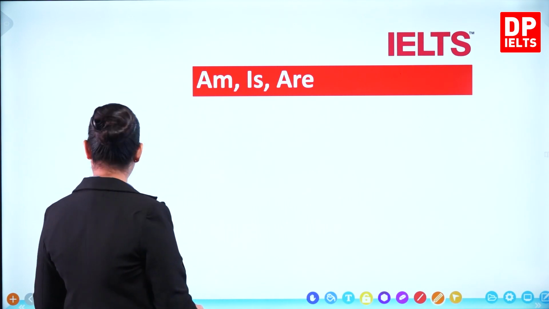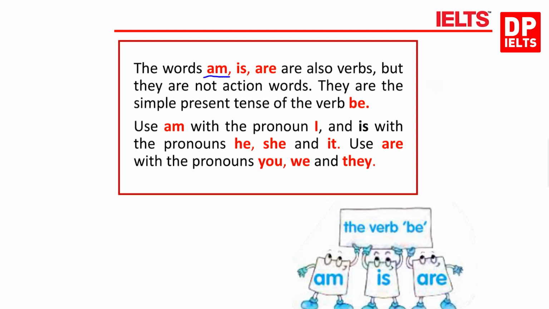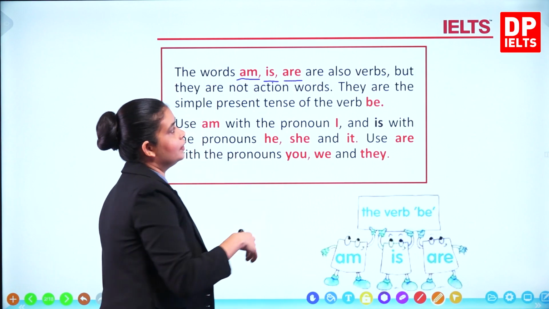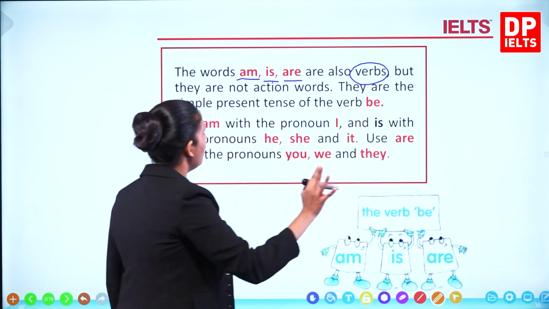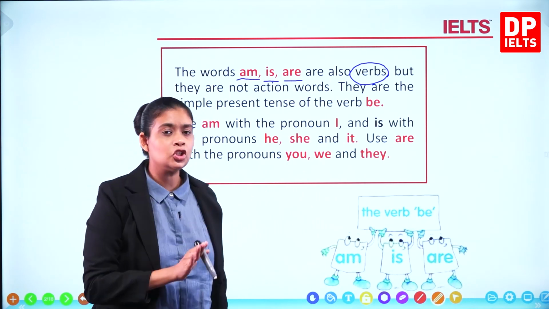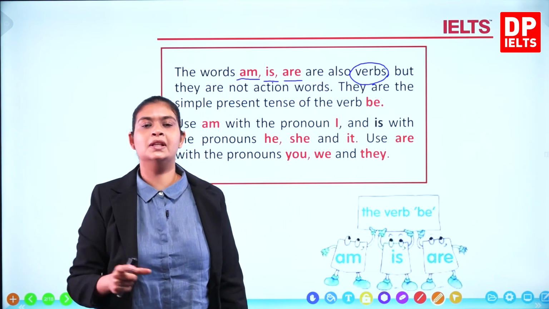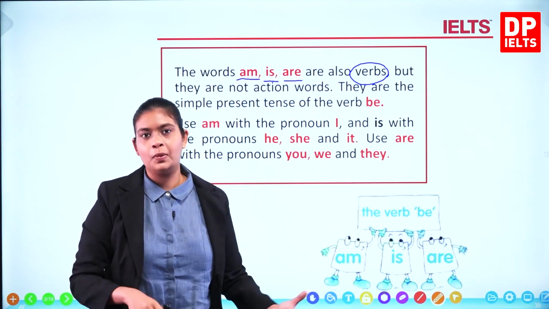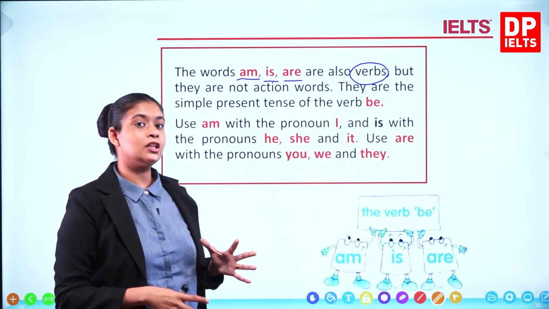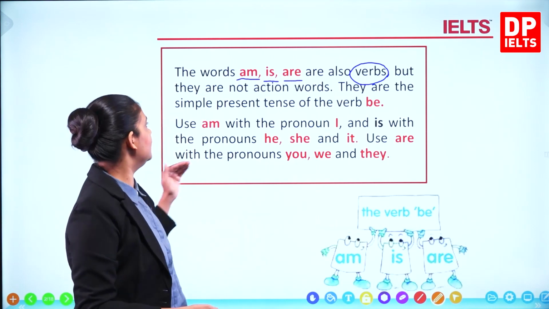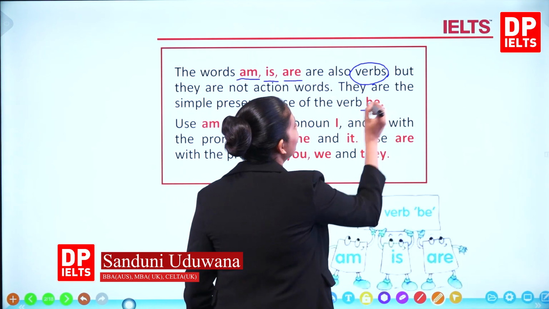So let us have a look at what these words are. The words am, is, are. They are also verbs, kriyapada. But they are not action words. So if you can remember, I told you under verbs we did learn some of the verbs, but we have more to do like auxiliary verbs, right? But these are not action words. They are the simple present tense, the verb be.